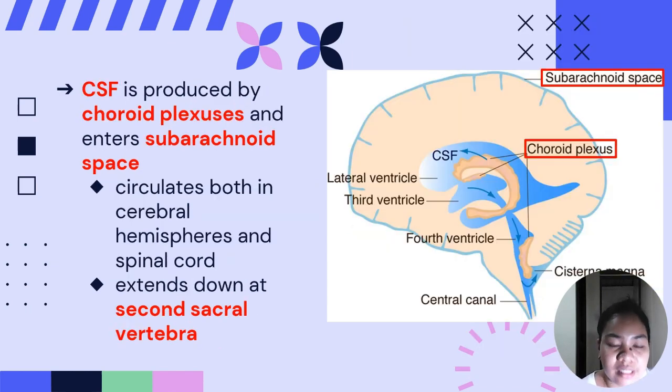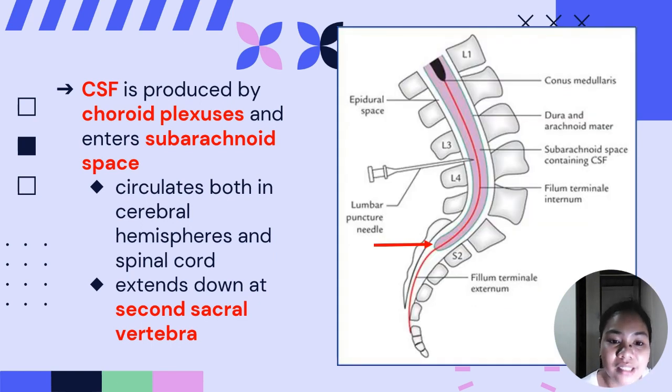In addition, the CSF is produced by the choroid plexuses and enters the subarachnoid space. It circulates both in the cerebral hemispheres and spinal cord and extends down. Here it extends down to the second sacral vertebra, as pointed by the arrow.